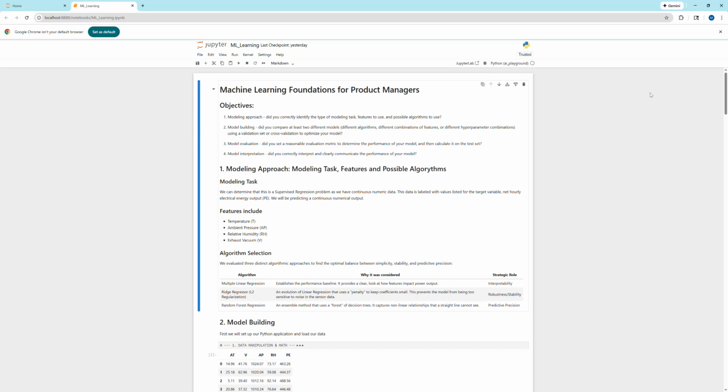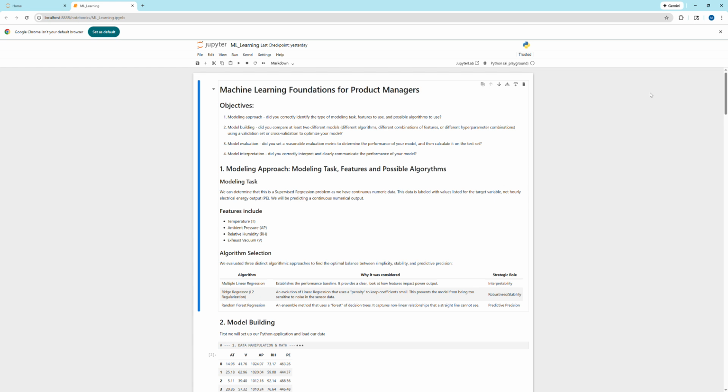This is Machine Learning Foundations for Product Managers, final project, looking at modeling approach, model building, model evaluation, model interpretation. This modeling task is a supervised regression problem. We have continuous numeric data. The data is labeled values listed for the target variable.